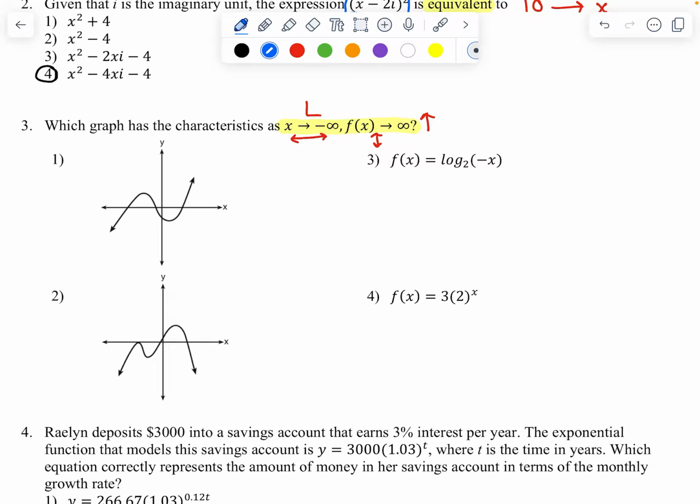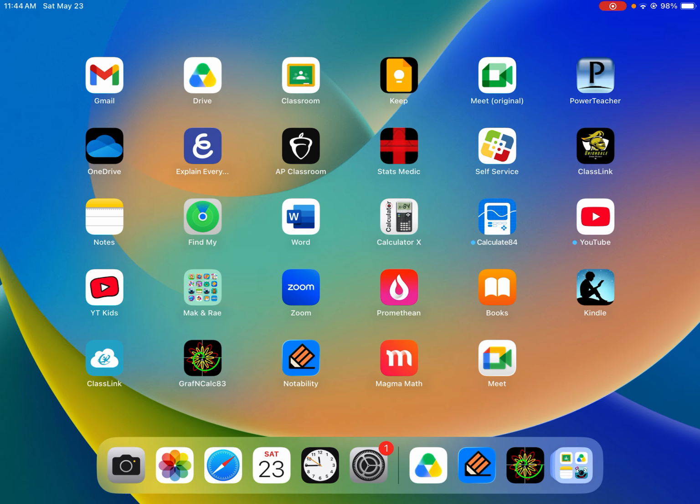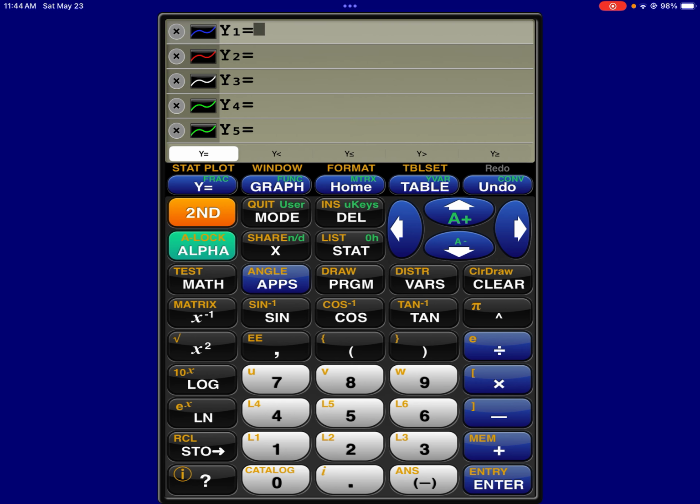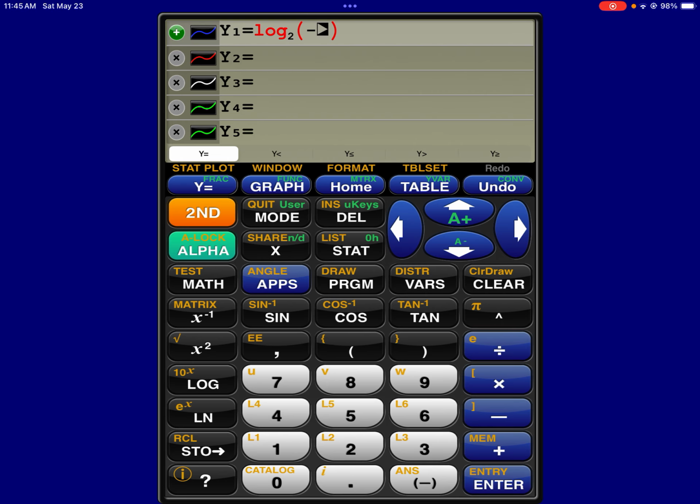Well, if you look here, the left is going down. So this could not be the answer. The left is going down. So this cannot be the answer. So let's look at choice 3 and choice 4. We don't have a graph, so let's plug it into the calculator. So I have log. I'm going to press math, alpha, math, and I have log base 2 of negative x.